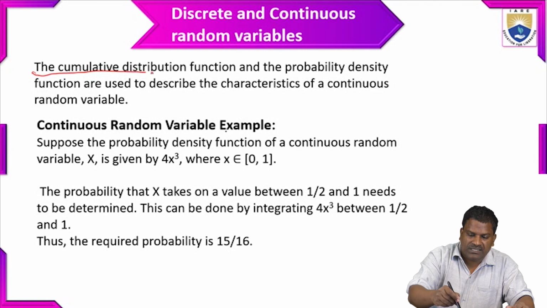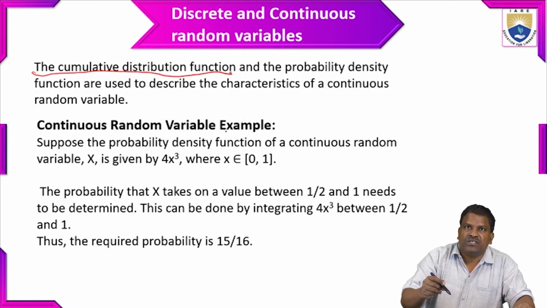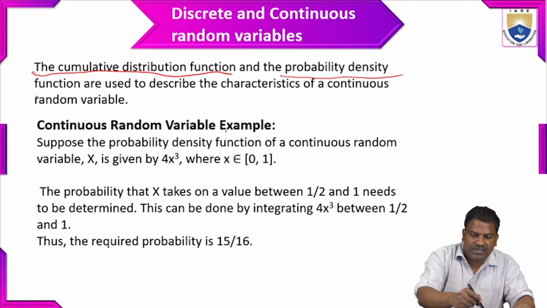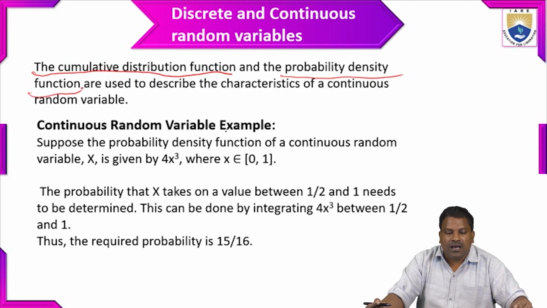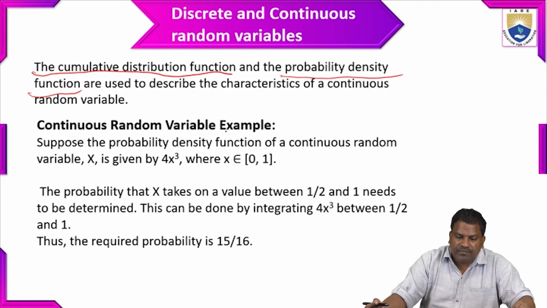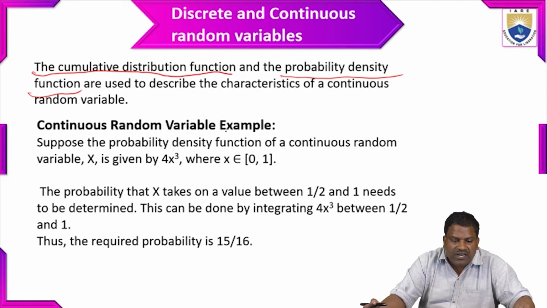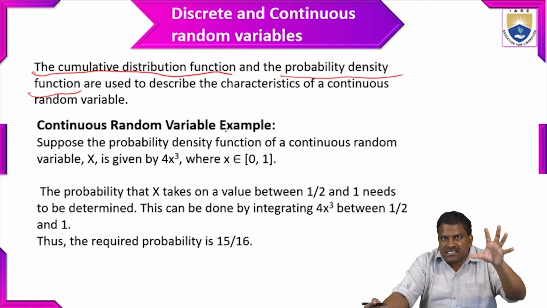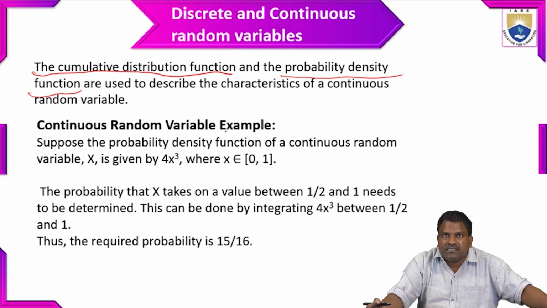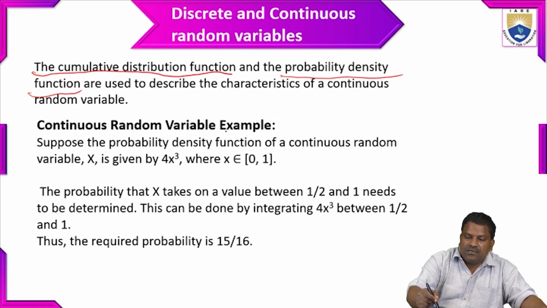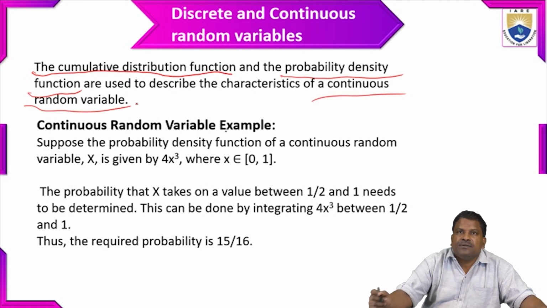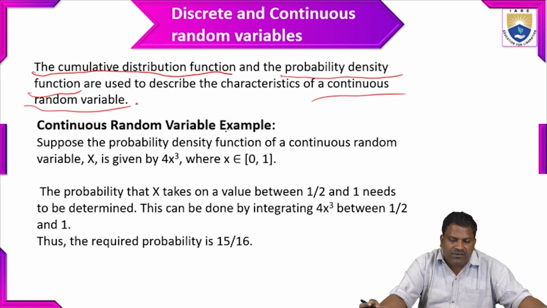The cumulative distribution function and the probability density function are used to describe the characteristics of a continuous random variable. These two functions will describe the characteristics of a continuous random variable. Continuous random variable examples, let us see.